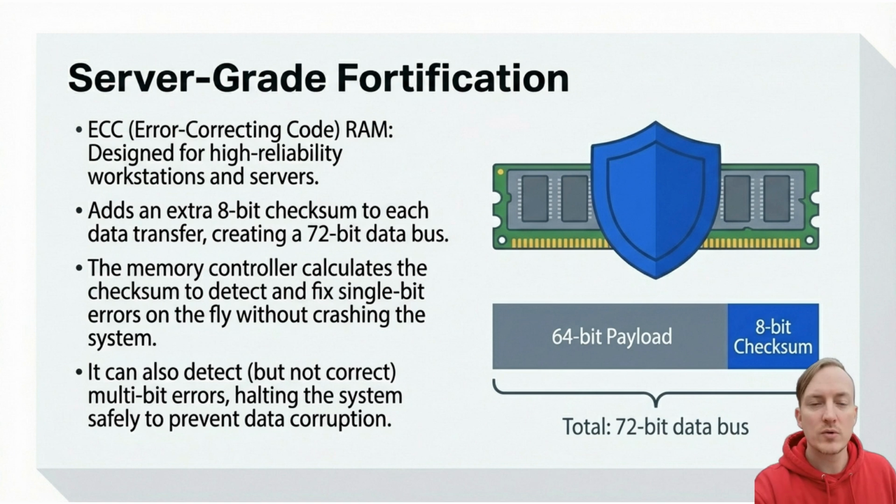To protect critical servers, we deploy server-grade fortification using ECC, or error-correcting code RAM. ECC adds an extra 8-bit checksum to the module, creating a 72-bit data bus. The memory controller uses this checksum to detect and instantly fix single-bit errors on the fly, without ever crashing the system. If it detects a massive multi-bit error, it halts the system safely to prevent data corruption.